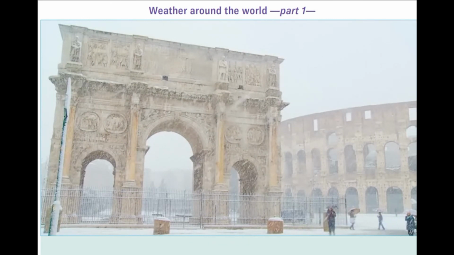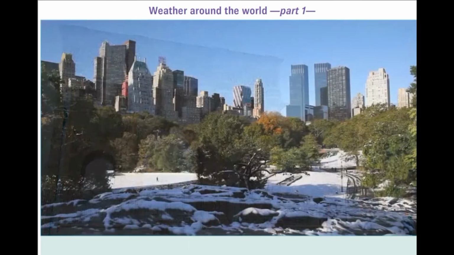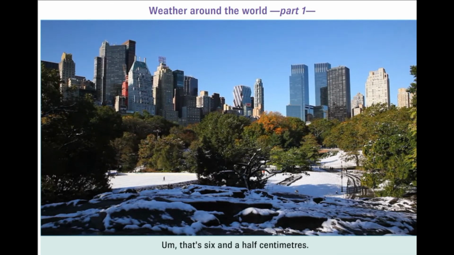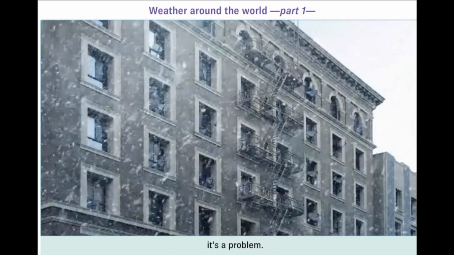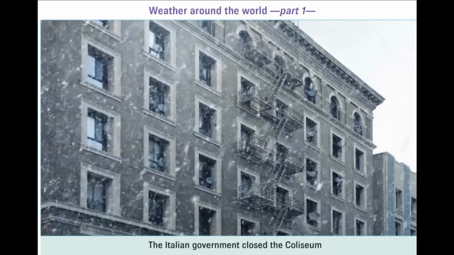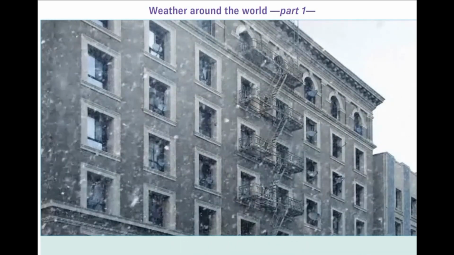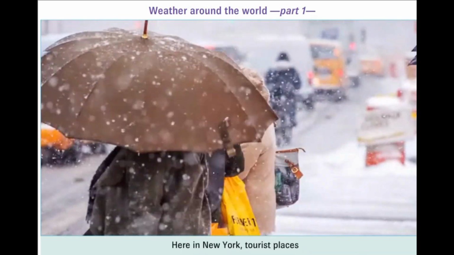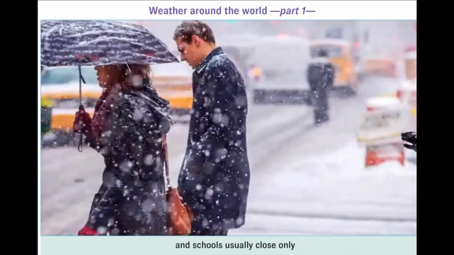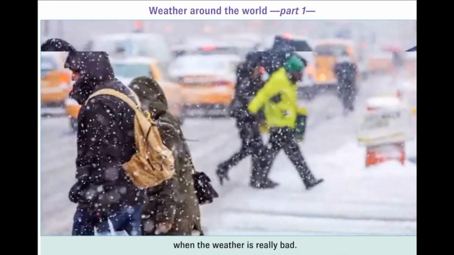2.5 inches? In New York, that's nothing. That's 6.5 centimeters. But when the city isn't ready for snow, it's a problem. The Italian government closed the Colosseum and other tourist places. Here in New York, tourist places and schools usually close only when the weather is really bad.